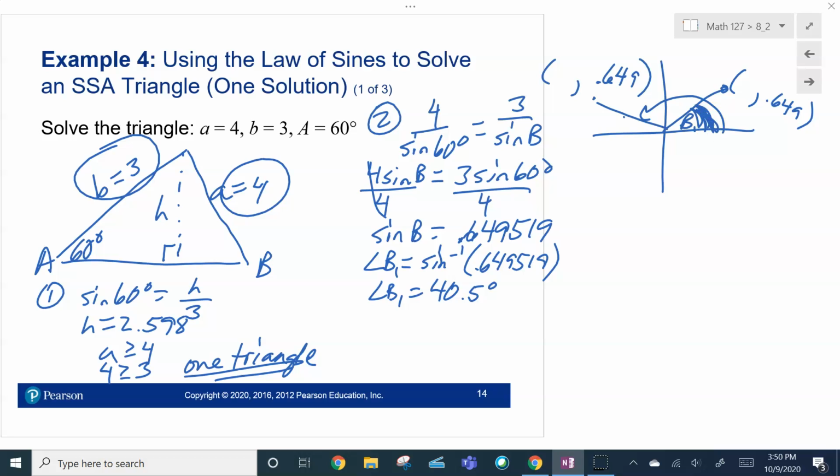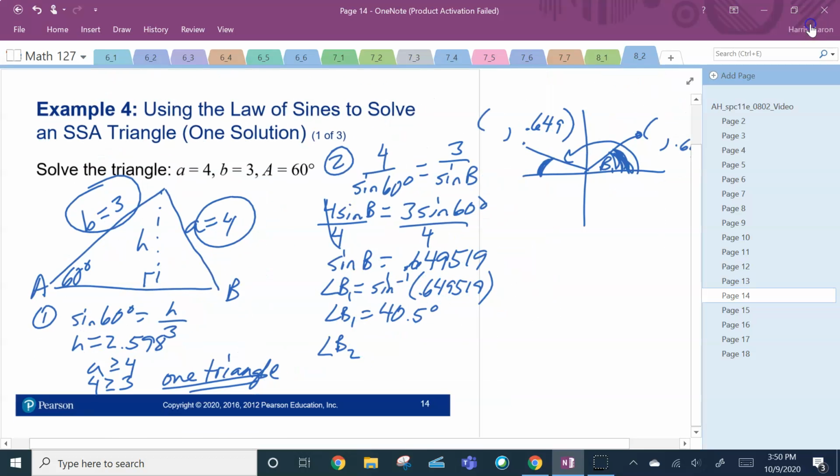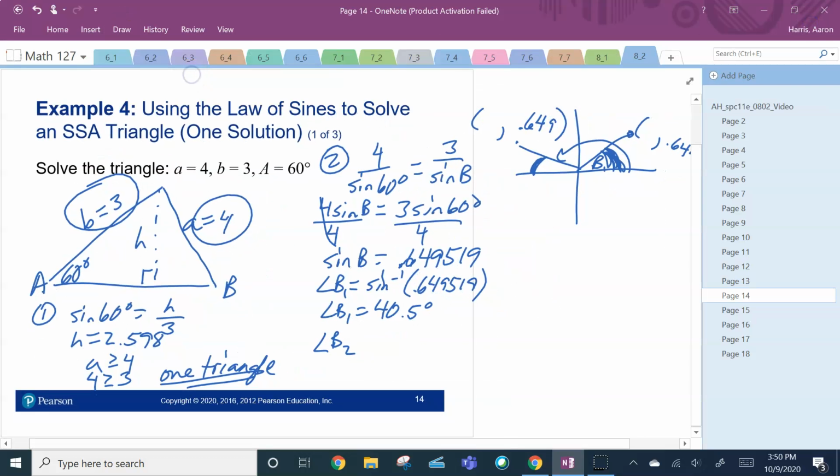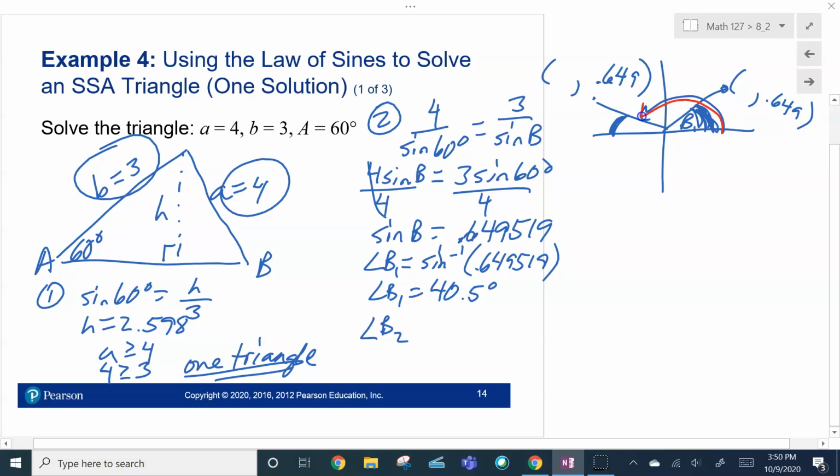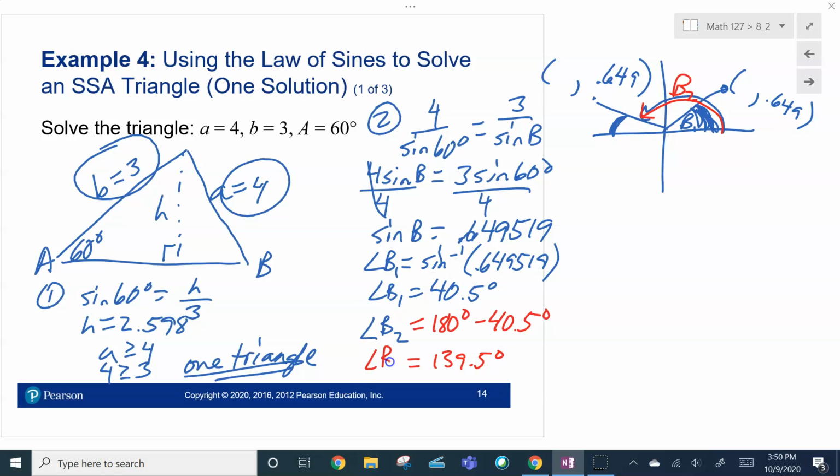So the other one, because this is the same amount, that's 40.5, it would be 180 minus that. So angle B2, again, that would be this one. Angle B2 would be 180 degrees minus 40.5 degrees. So that'd be 139.5 degrees. Now that can't work because think about it.